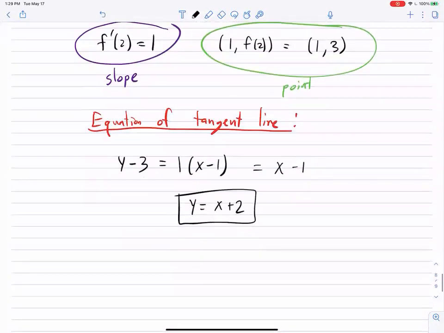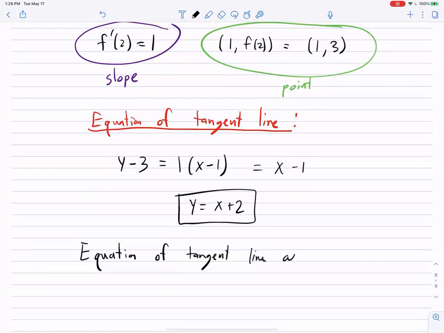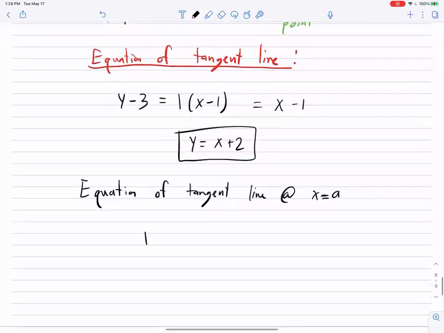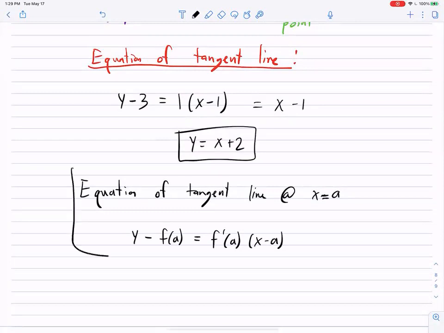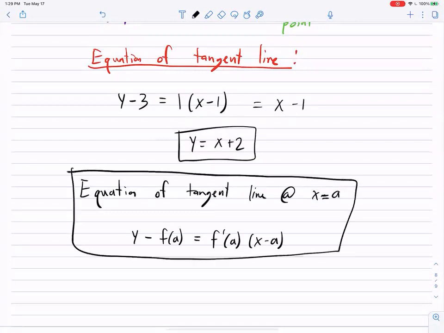And so in general, we actually have a new form of the tangent line. So the equation of a tangent line at x equals a, now in general, is going to be y minus f of a is equal to f prime of a times x minus a. So this is the new formula using the prime notation, the derivative notation.